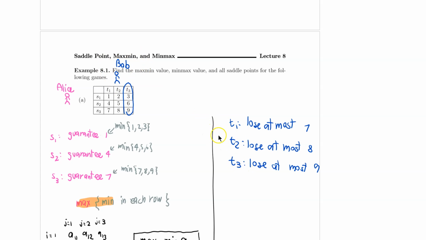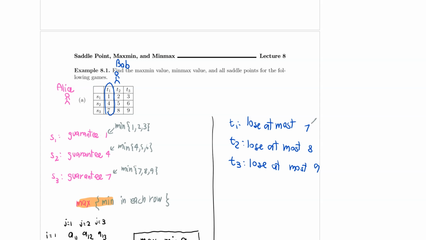So if we are Bob, then we can reason that if we have to pick between the three, in the worst case scenario, we will either lose 7, lose 8, or lose 9. So maybe the first option is not too bad then, because that means in the worst case scenario, we can guarantee that we're not going to lose any more than 7. So this is Bob's point of view, which is the min-max principle.